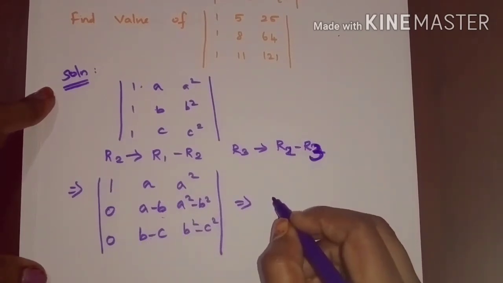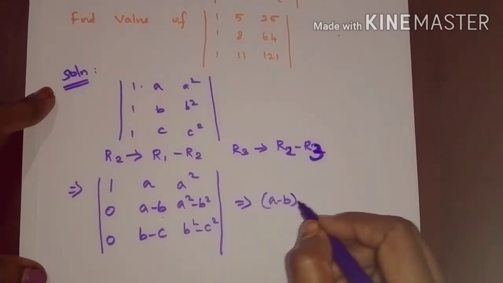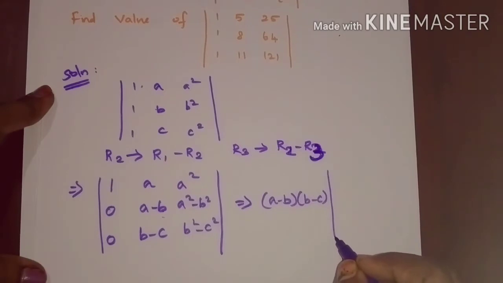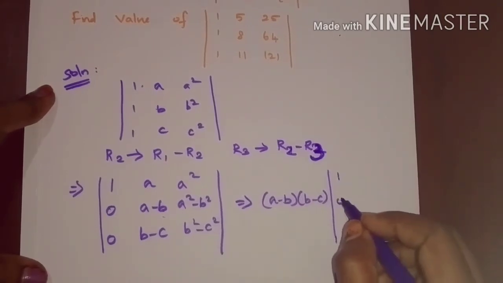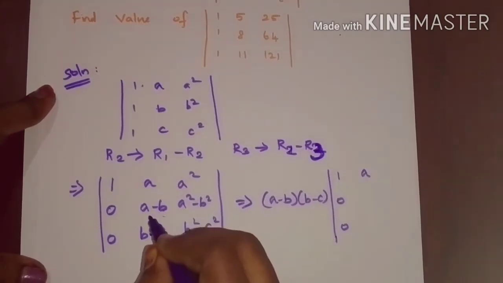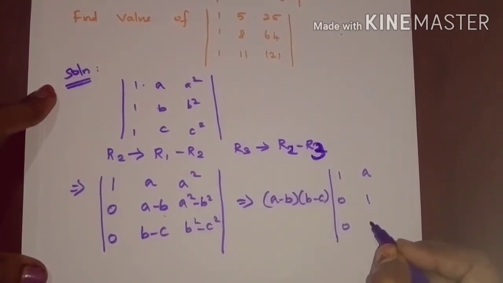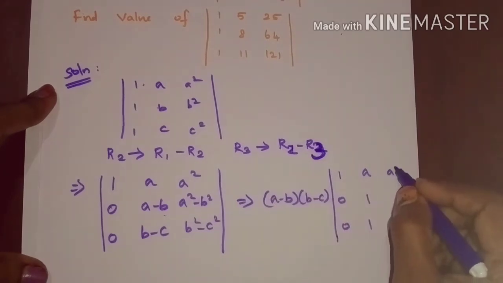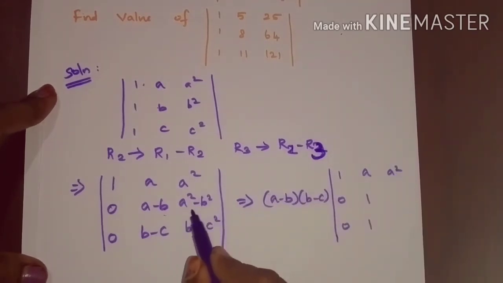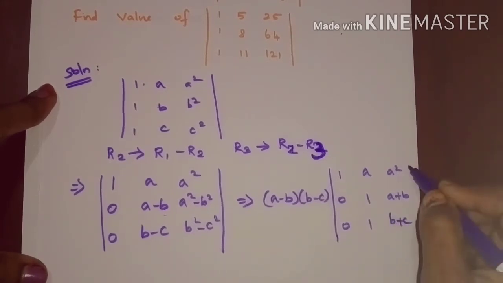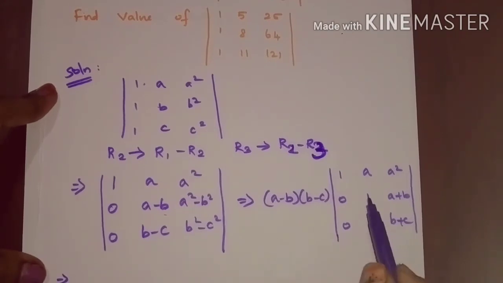After taking the common values, we get a minus b and b minus c as common factors, and the remaining determinant is 1 0 0. We took a minus b outside, so we get 1 here, and b minus c is taken out, so 1 here, and here a squared. We have taken a minus b out, so the remaining values are a plus b and b plus c here. Got it?